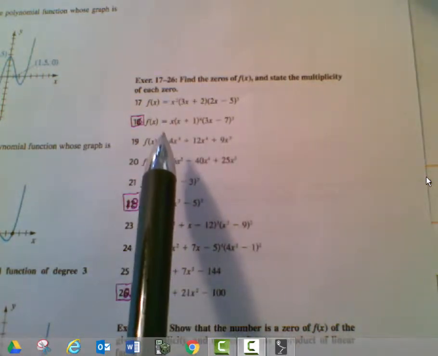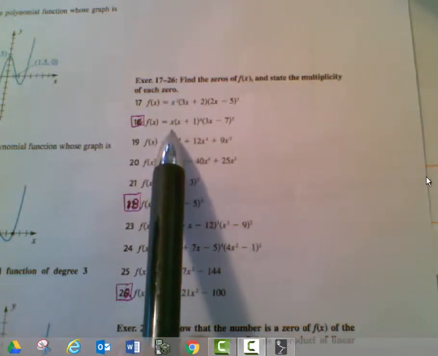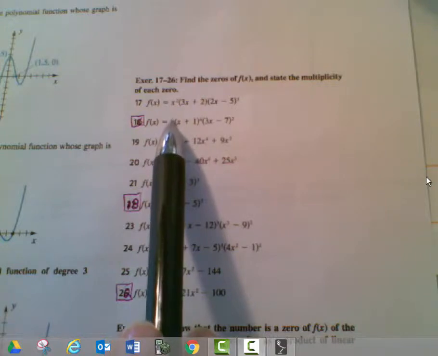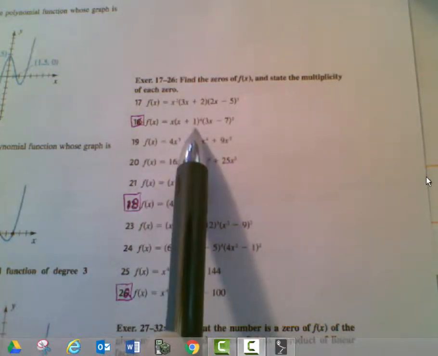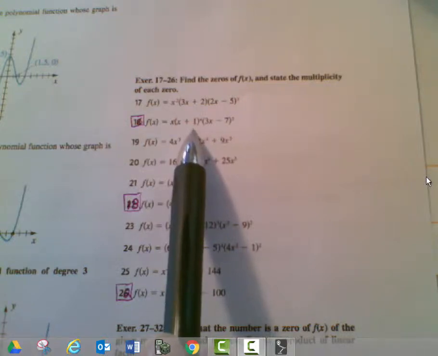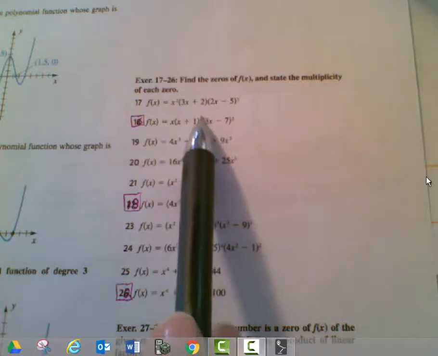If I set each of those factors equal to 0, I would get 0 is a 0 of multiplicity 1 because the exponent of that factor is 1. If I set x plus 1 equal to 0, I'd get the 0, negative 1, and its multiplicity is 4 because that's the exponent of that factor.